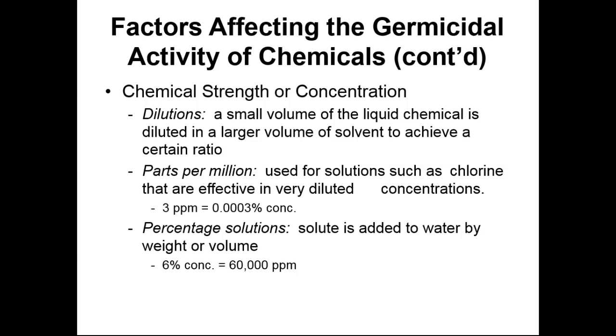use parts per million. For solutions or chemicals that need to be at relatively high concentrations, we use percent solution to measure the concentration. And this is typically going to be measured out by weight or volume or both. Typically weight or volume is used. So the weight of the solvent is going to be divided by the weight of the solution to give us our percent solution.